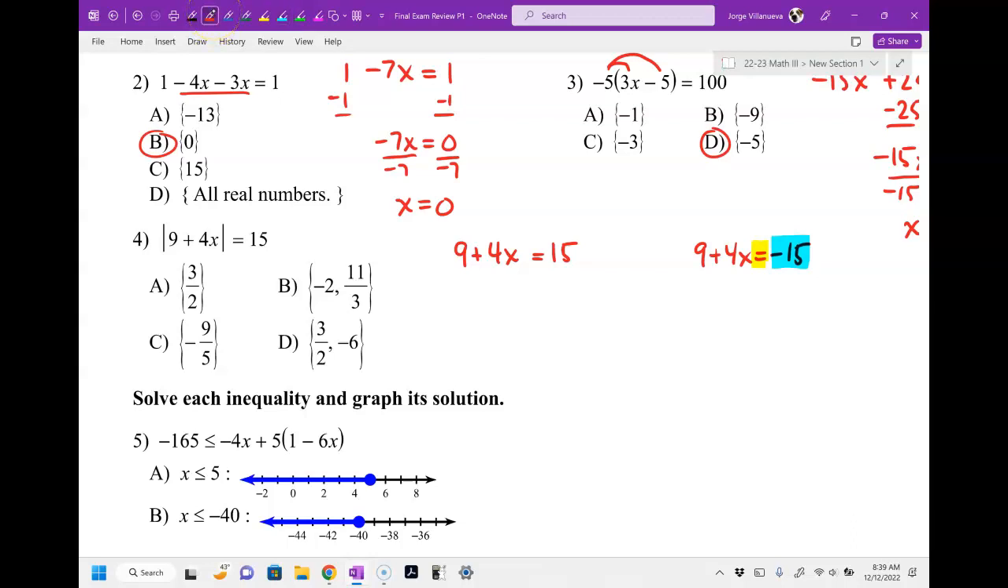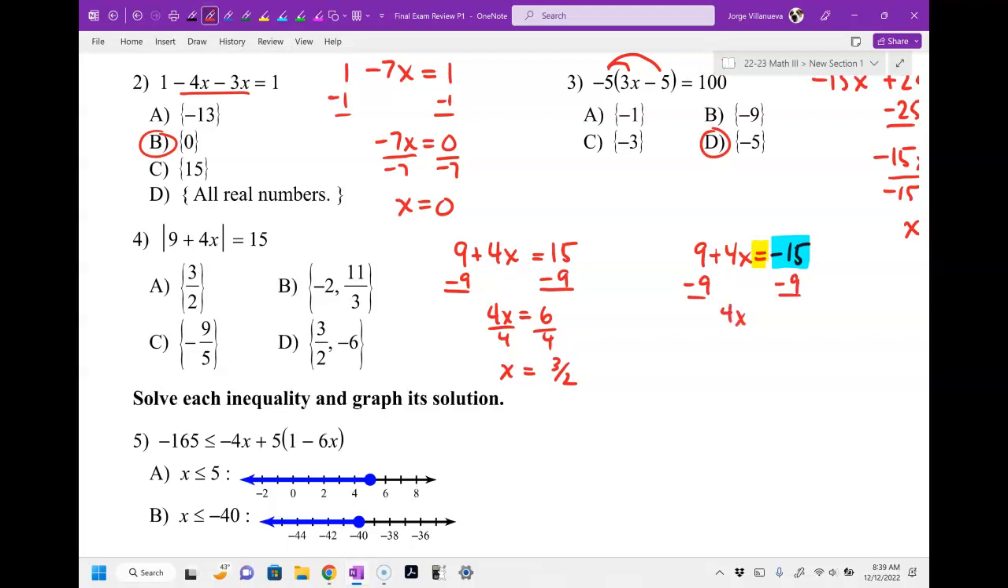So let's go ahead. We'll subtract 9 here. So I get 4x is equal to, what is that, 6. And then divide by 4. So x would be 3/2. Okay, so right now it's either A or D. Okay, now let's subtract 9 again.